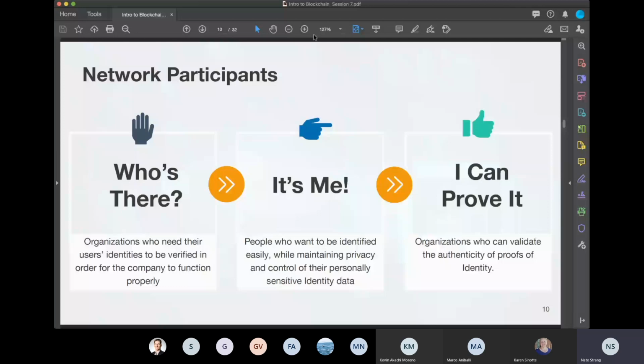The third type of participant, though, is a critical one, and that's the person who says, I can prove it. Now, what does that mean? The I can prove it type of participant is an organization or an entity who can validate the authenticity of the individual or the user's identity and can provide proof of that identity. So these are the core participants that we see in the Kevlar ecosystem.